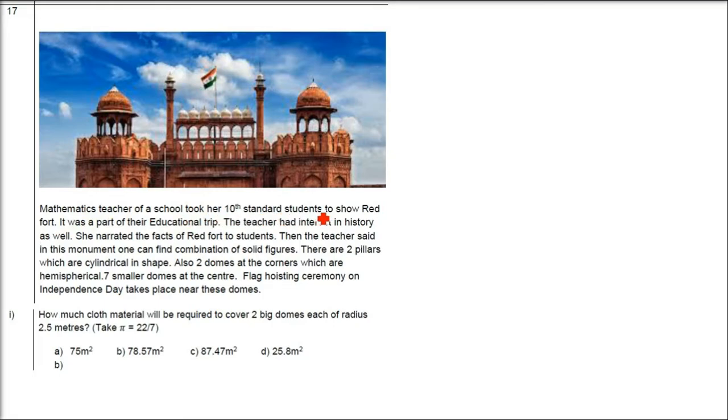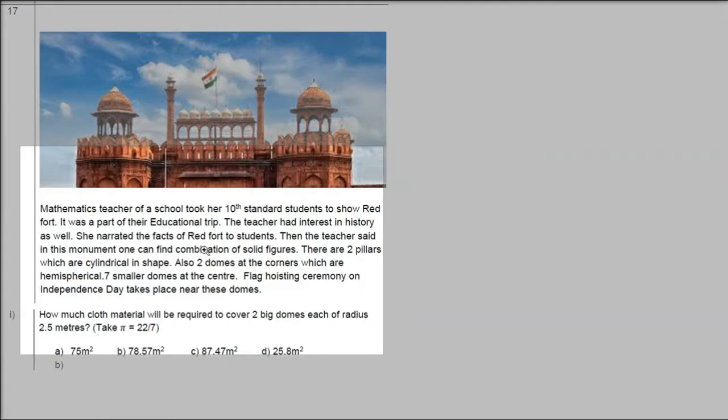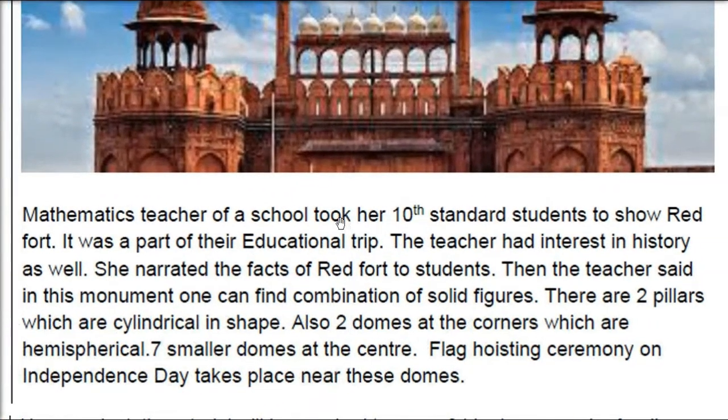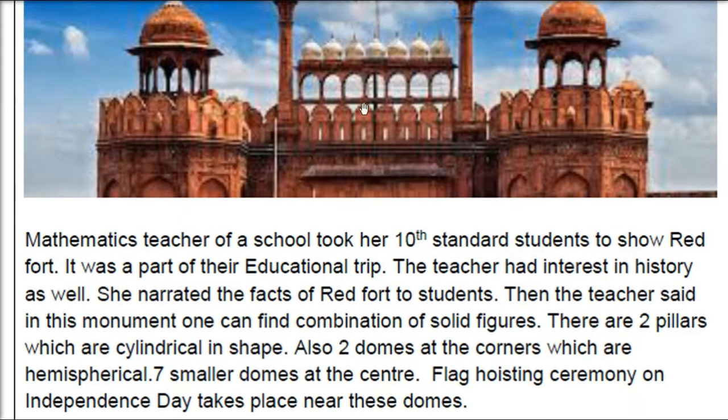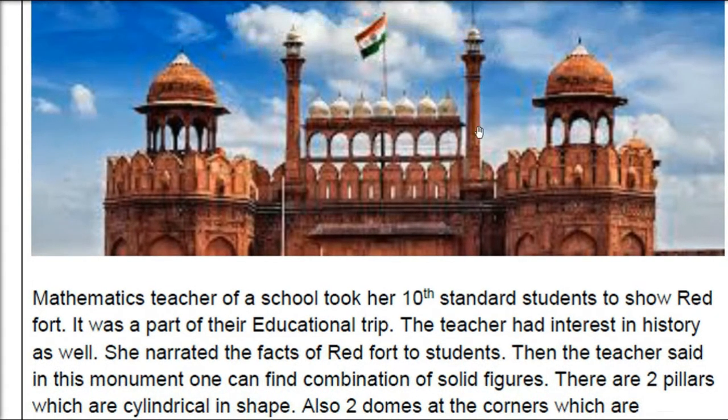The mathematics teacher of a school took her 10th standard students to see the Red Fort, where on 15 August our Prime Minister gives the address to the nation. It is part of their educational trip, and this shape is very important for you. The teacher had interest in the story as well. She narrated the facts of the Red Fort to the students. Then the teacher said in this monument one can find a combination of solid figures. There are 2 pillars which are cylindrical in shape. Now this is important: 2 pillars cylindrical in shape, so cylinder has to be in your mind.